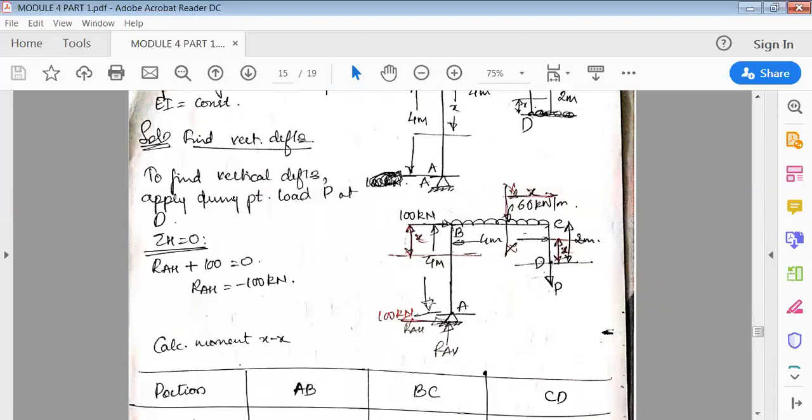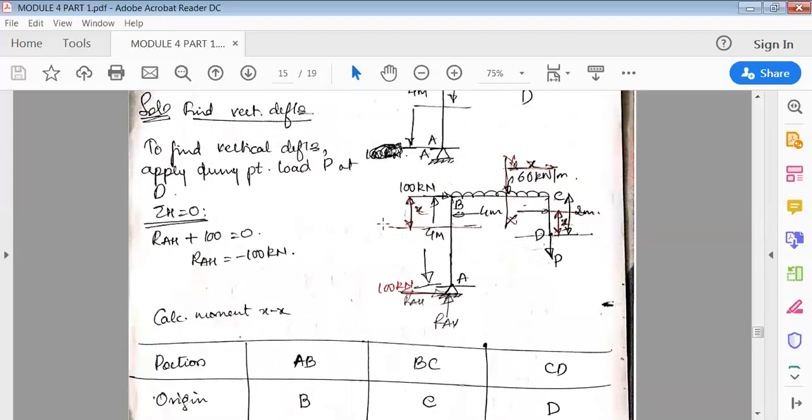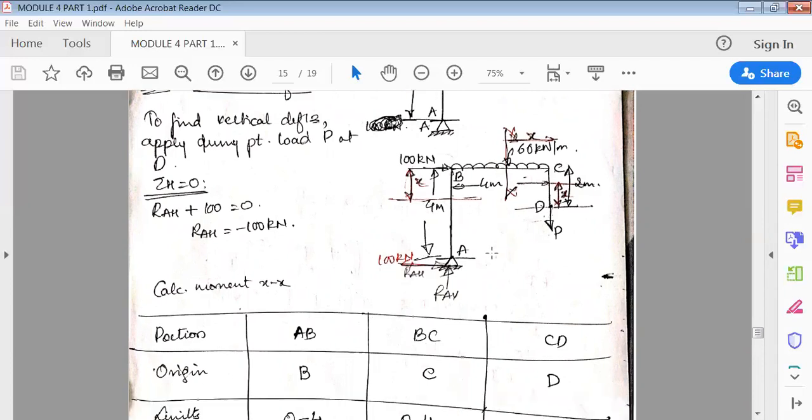To find this RAH, I know that RAH is acting to the right, and there is 100 kilonewton also acting to the right. So only two horizontal forces. RAH plus 100 is equal to 0. So RAH is minus 100. So RAH is acting like this, to the left side. Okay, now let us calculate the moment. I'll cut the sections AB, BC and CD. As usual, first I'll consider AB as one portion, BC is another portion, CD is another portion.